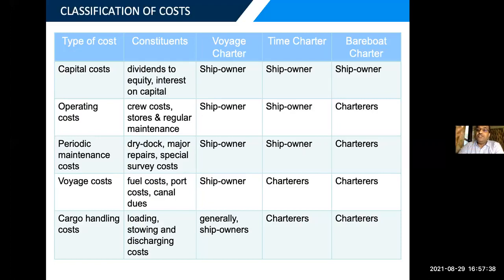Under time charter, commercial management is with the charterer, so it is borne by the charterer, and under bareboat charter, it is definitely the charterer. So friends, if you really look at the classification, you will see capital cost is wholly by the ship owner. Operating costs, that is technical cost, manning and maintenance: under voyage charter and time charter it is the ship owner; under bareboat charter it is the charterer. Voyage costs: under voyage charter, cargo handling and voyage cost is by the ship owner. Under time charter and bareboat charter, both times it is the charterer. So if you quickly see, under voyage charter, everything is borne by the ship owner, and under bareboat charter, everything is borne by the charterer. Under time charter, commercial expenses, that is voyage cost and cargo handling, are borne by the charterer, and the rest is borne by the ship owner.